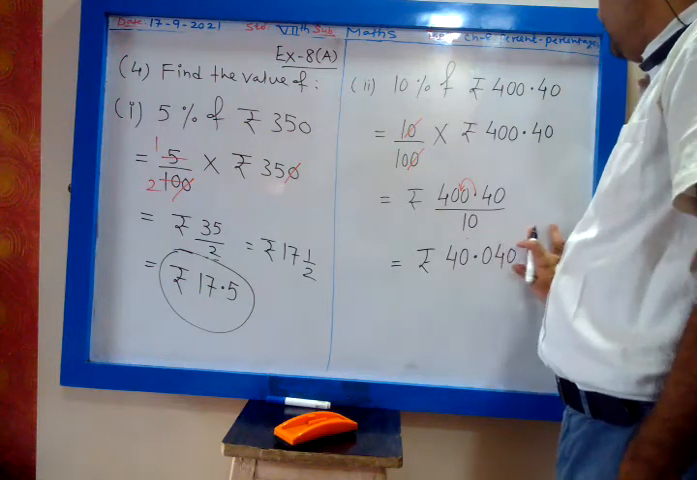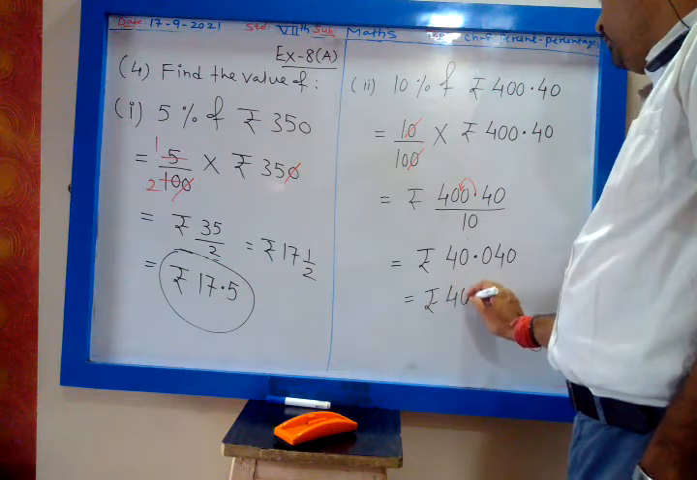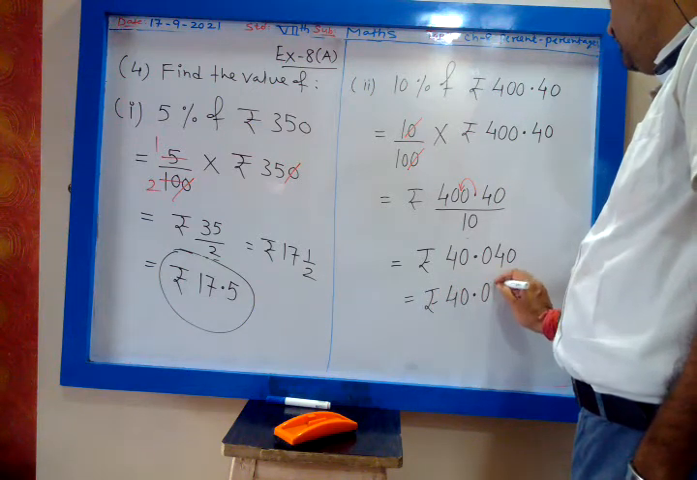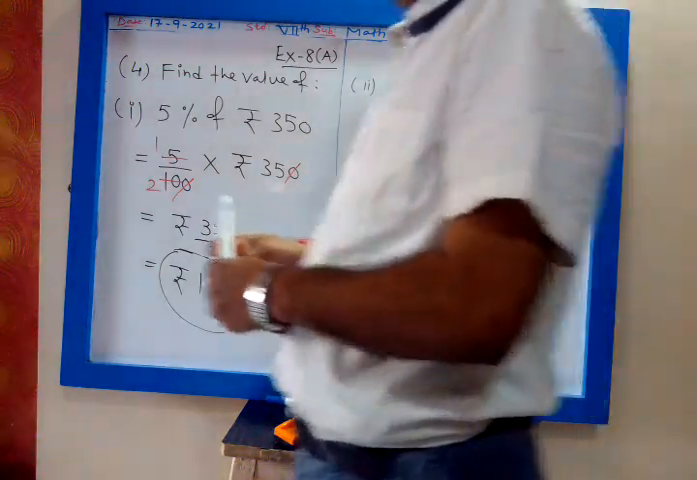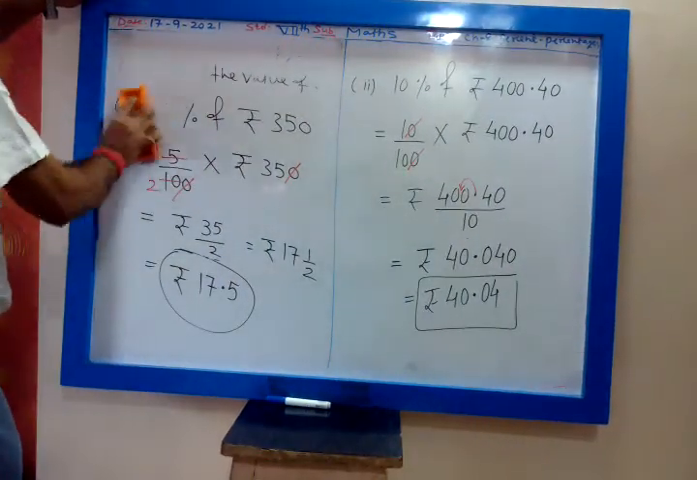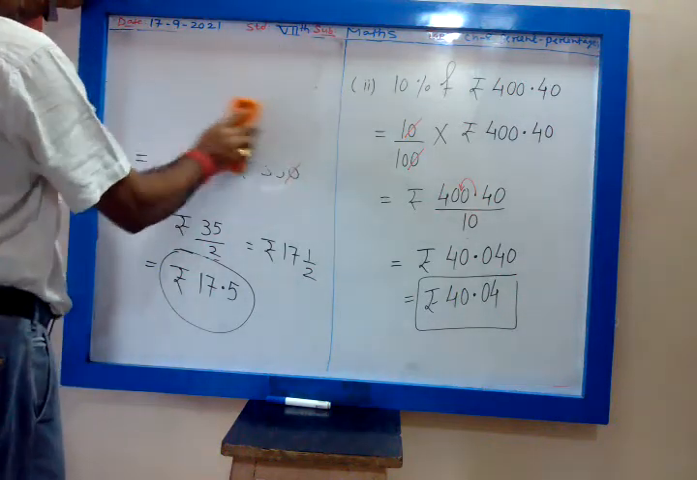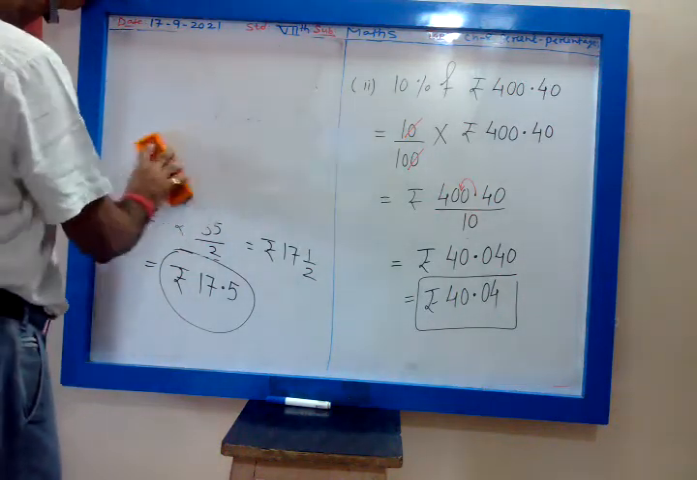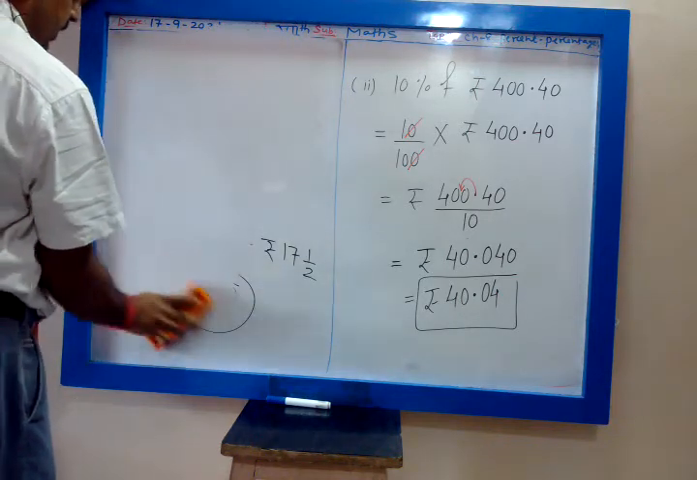This is the same as rupees 40.04. After the decimal, the last 0 has no value. So x% of y means x upon 100 into y. Rupees 40.04.